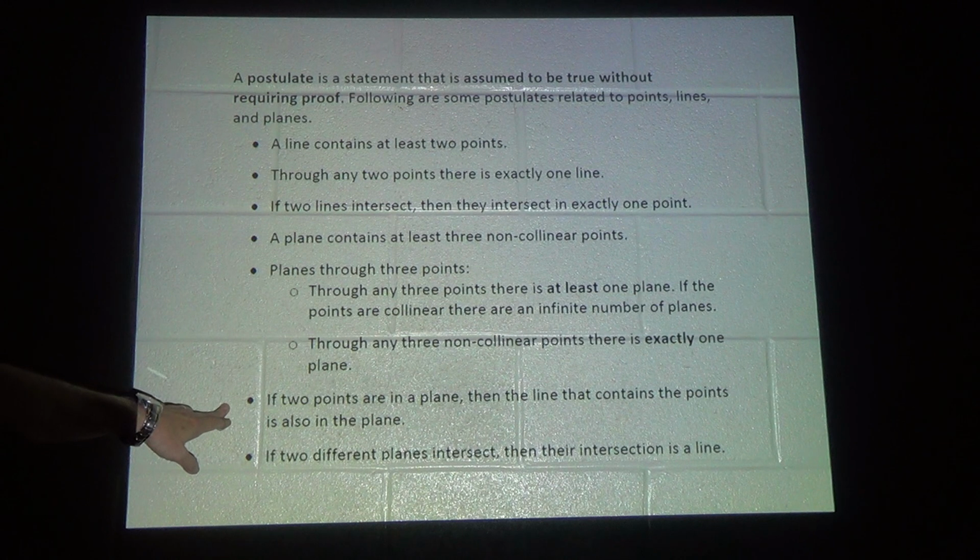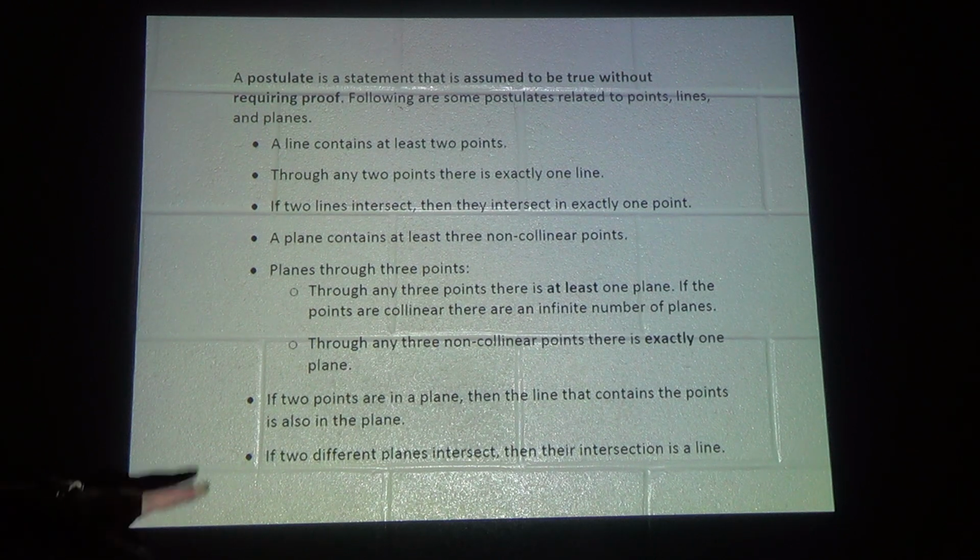Next we have, if 2 points are in a plane, then the line that contains the points is also in the plane. And then lastly, the last of the postulates here is if 2 different planes intersect, then their intersection is a line. The way that you can visualize this is look at the intersection of 2 walls in a room. If you look at the corner there, that is the line where they intersect.